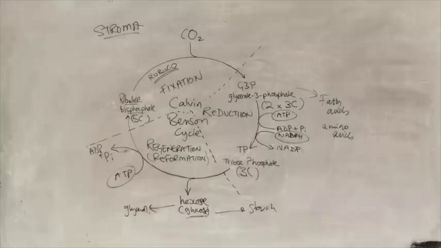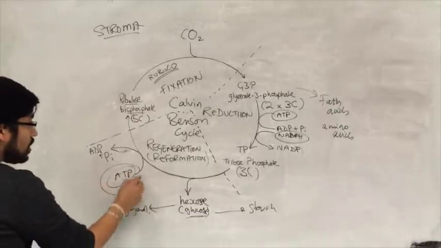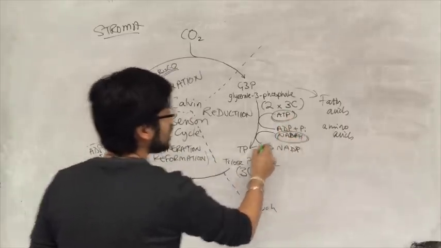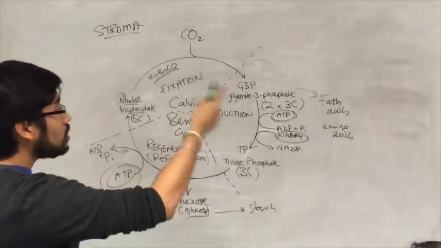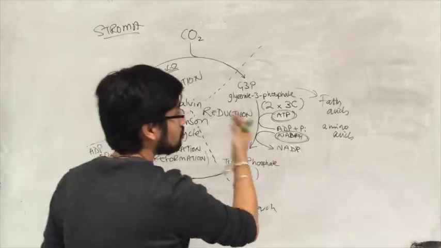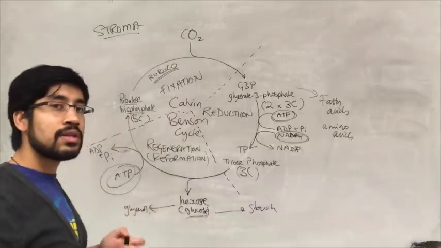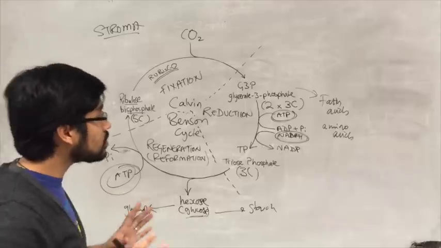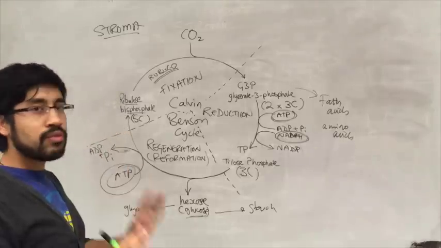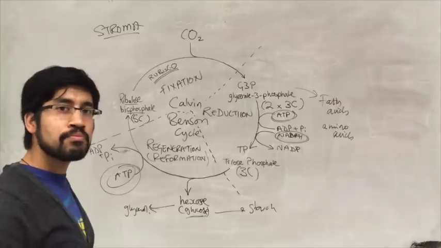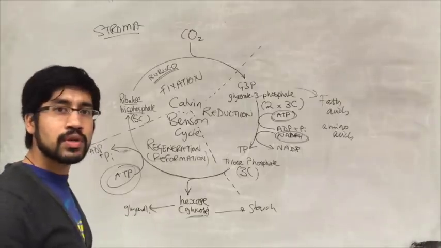Okay, and that's that. Remember, this ATP and this NADPH are making sure that this cycle is turning, right? And they were produced in the light-dependent stage. And that's the essentials of photosynthesis. I think we're done. Good luck, guys.